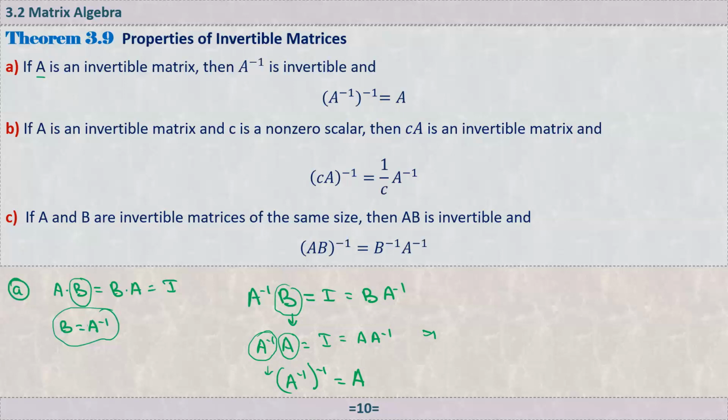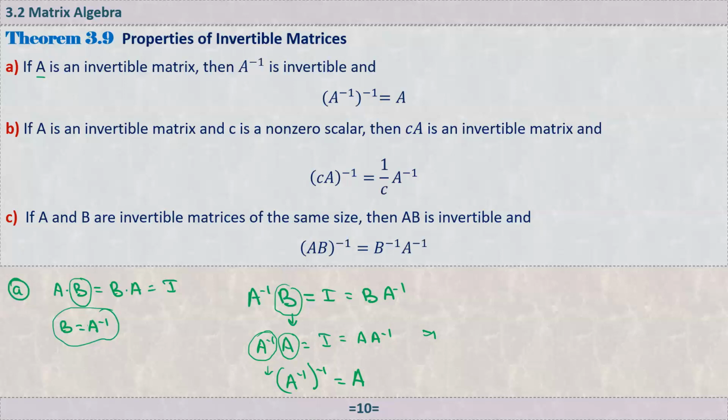All right, how about part B? Part B says that if A is an invertible matrix and C is a non-zero scalar, then CA is an invertible matrix and the inverse of CA is equal to 1 over C times A inverse.